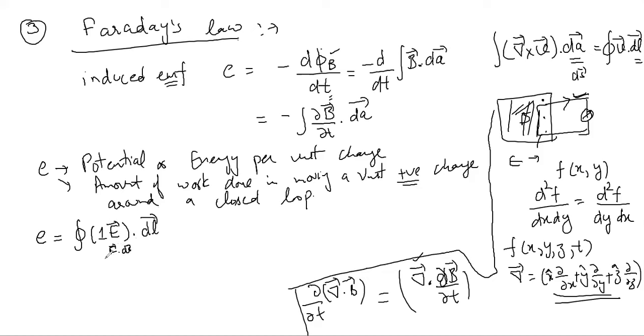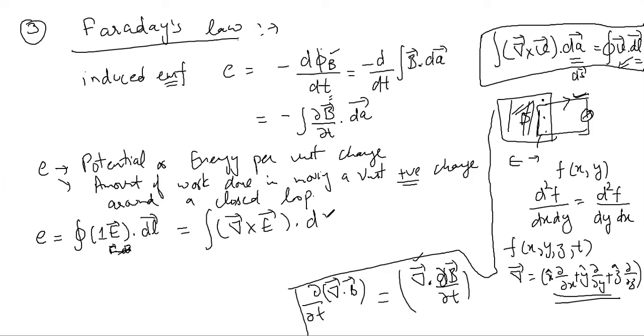The work done, I have divided over the small length and integrated, because you can have any kind of random closed loop shape. So you have to distribute it in small step sizes. Now if this is E dot dl, by using this fundamental theorem of curls, I can convert this line integral into the surface integral. That means your E dot dl is going to be equal to del cross E dot dA, by using Stokes' theorem or fundamental theorem of curls.